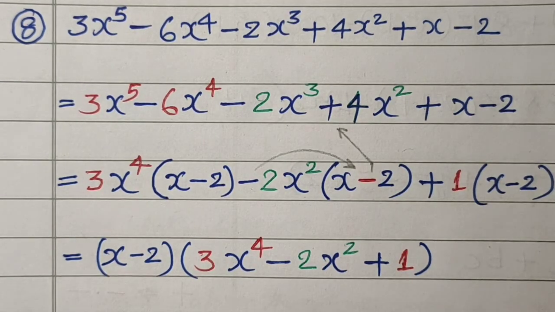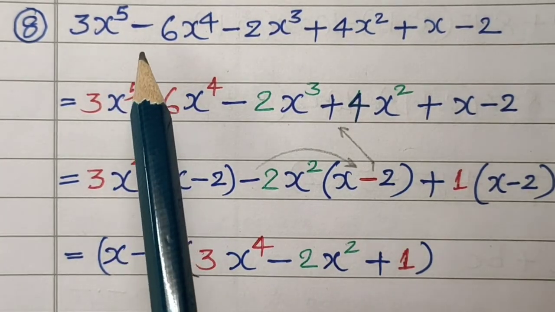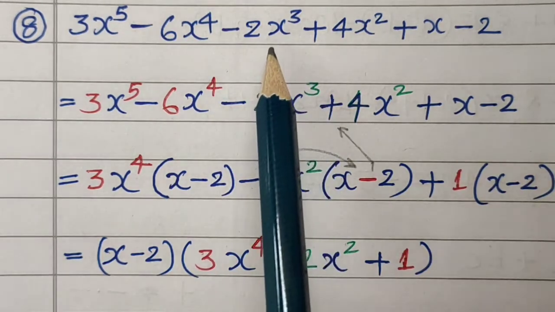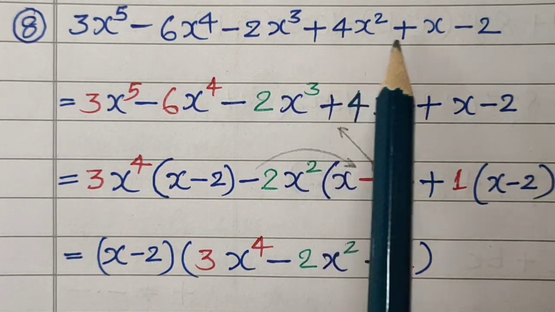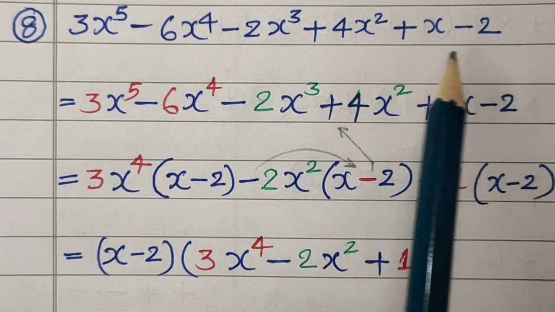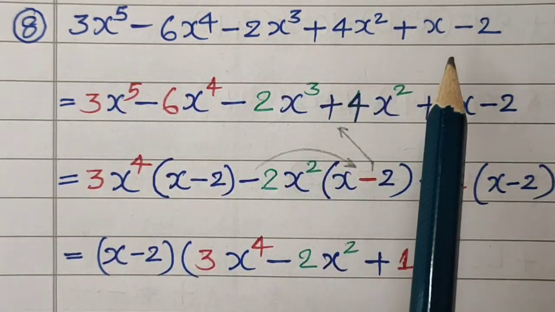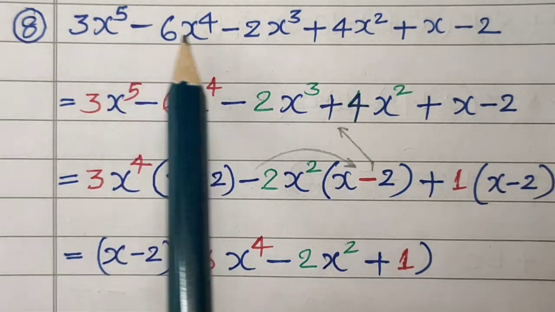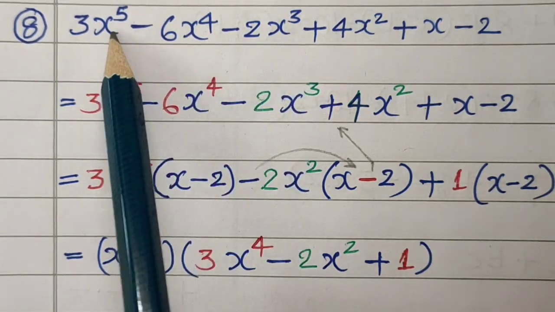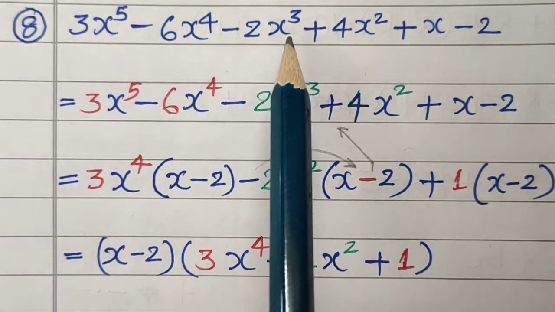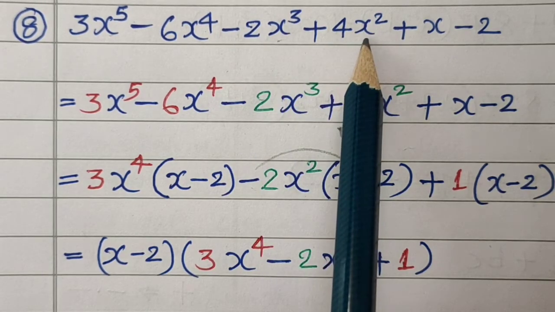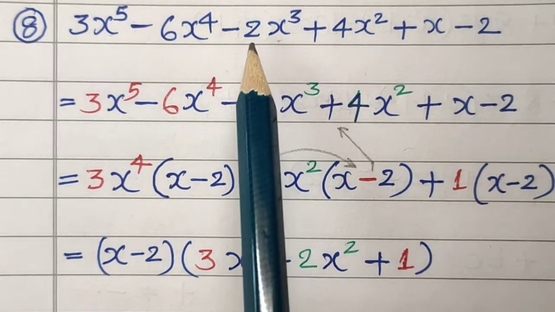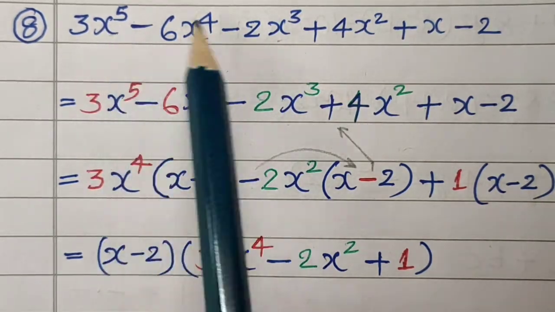Factorize 3x to the power of 5 minus 6x to the power of 4, minus 2x cube plus 4x square plus x minus 2. Even though in all the places we have got x, we are grouping the powers next to the powers. X to the power of 5, x to the power of 4, we are making one group, x to the power of 3 and x to the power of 2, so that we can take the minimum power as common. Out of these two, we are taking x to the power of 4.